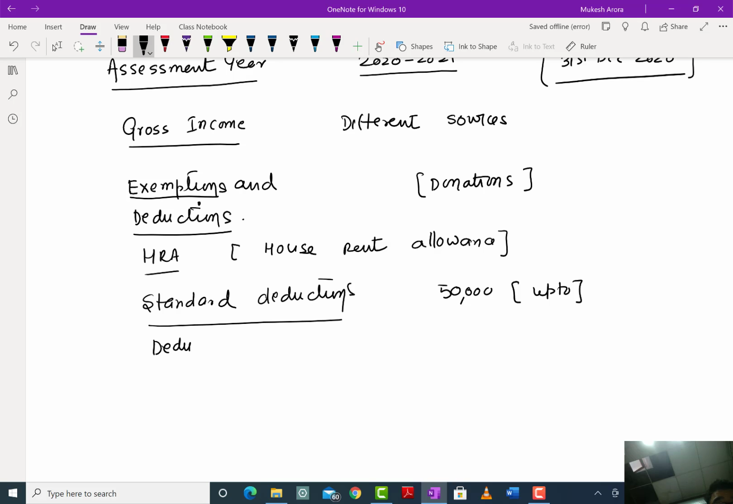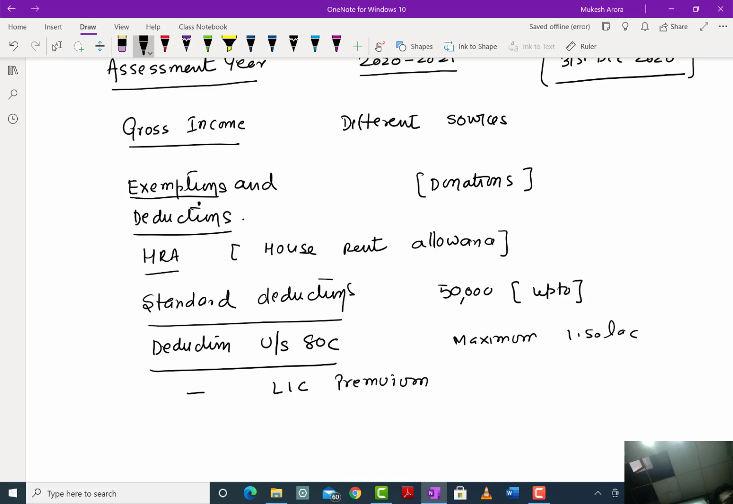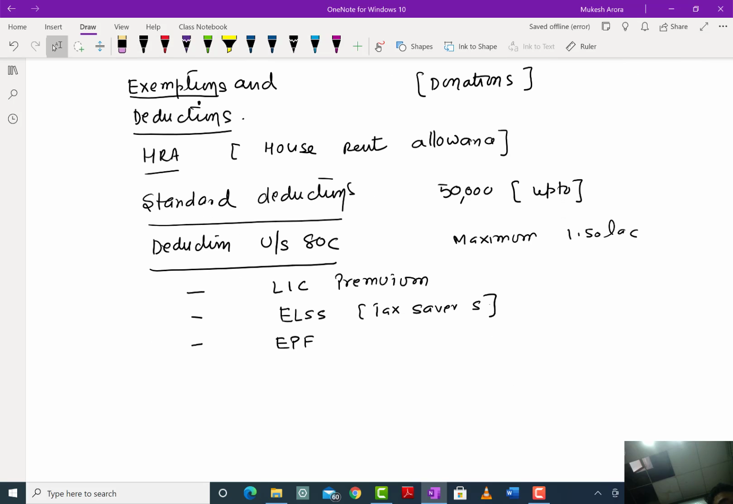Then we have deductions under section 80C. What are the deductions in 80C? The maximum deduction under 80C is 1.5 lakh. And what are included? LIC premium, rather any policy premium, or we deposit in ELSS, that is called equity linked saving scheme. That is also a tax saver scheme. Then we contribute money to EPF, Employees Provident Fund. Then we have GPF, that is General Provident Fund.